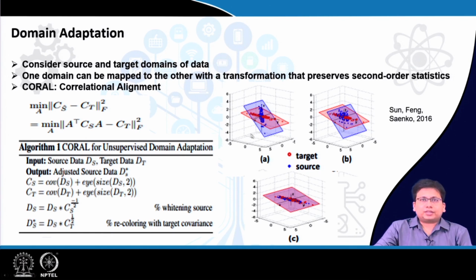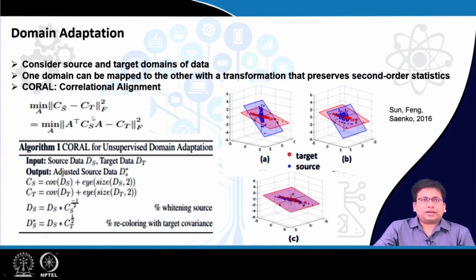If you look at this image, the blue data points have come from one particular source, and the red data points belong to the target domain. As you can see, there is a difference in the alignment of the data; the source domain and the target domain seem to be characterized by different hyperplanes. Of course, for viewing we have shown it in 3 dimensions, but in general such data will be extremely high dimensional and we cannot visualize it, but the basic concept remains unchanged.